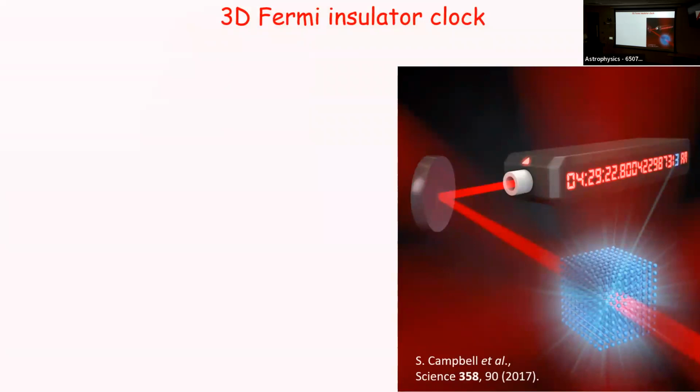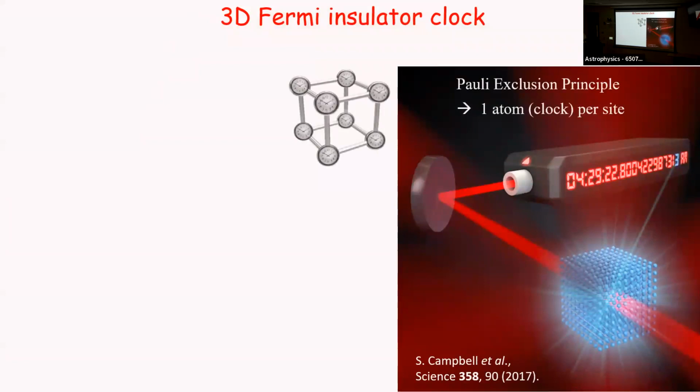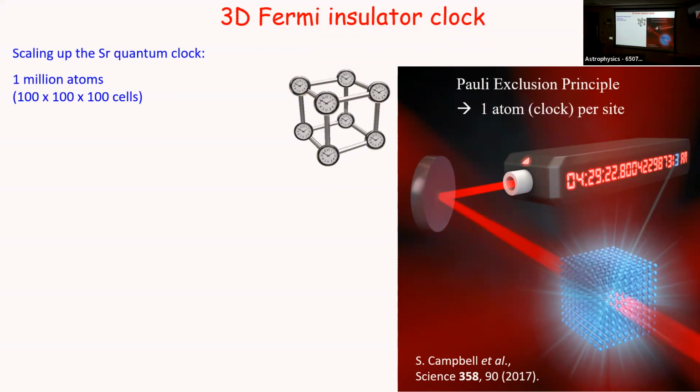We said, well, why don't we design a 3D clock, a 3D lattice? In this particular case, if the temperature is low enough, every atom occupies only one lattice site because these are fermions, so you only have one atom per site. And it feels like a scalable quantum system. If I can put a lattice of 100 by 100 by 100 in three dimensions, I think it can accommodate a million atoms. With a coherence time of about 120 seconds, you'll be able to build this amazing clock, 4 times 10 to the minus 20.